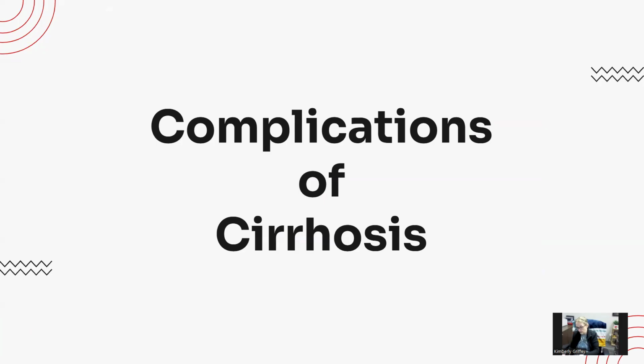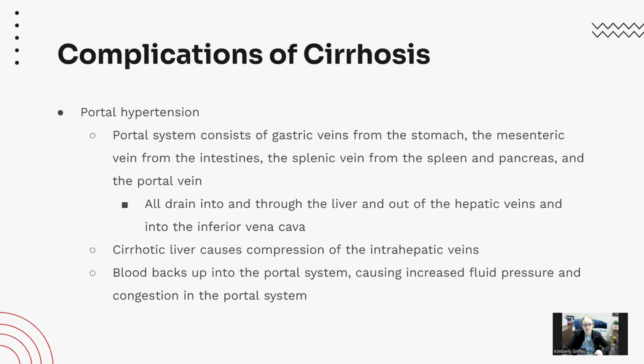Okay, now we're going to talk about complications of cirrhosis. So one of the complications of cirrhosis is portal hypertension. So the portal system consists of gastric veins from the stomach, the mesenteric veins from the intestines, the splenic vein from the spleen and pancreas, and the portal vein. All drain into and through the liver and out of the hepatic veins and into the inferior vena cava.